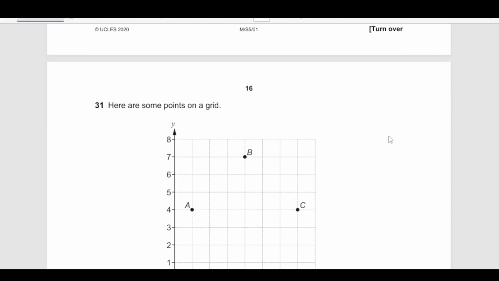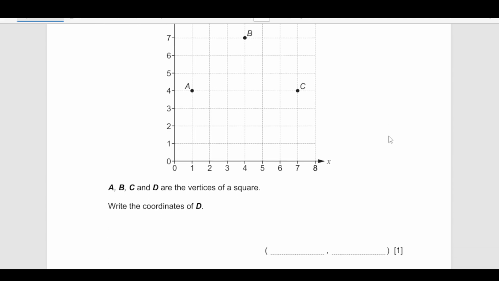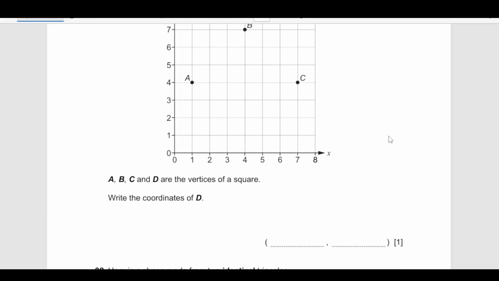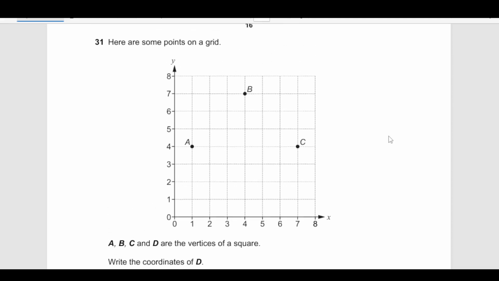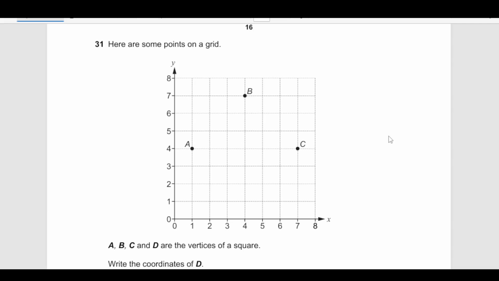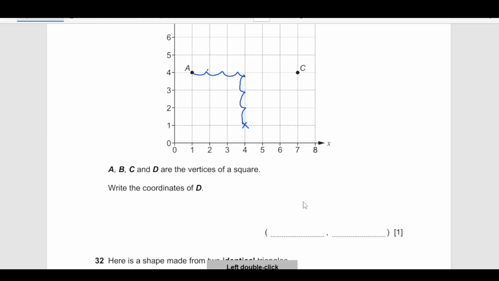Number 31, here are some points on the grid. A, B, C, D are vertices of a square. What is the coordinate of vertex D? Let us see, D is going to be here. From A to B, if you go here, it is 1, 2, 3, 3 units, and then up there are 3. So that means we are going to go 3 units down, 1, 2 and 3. So D is at this point. The coordinates of D are 4 and 1.